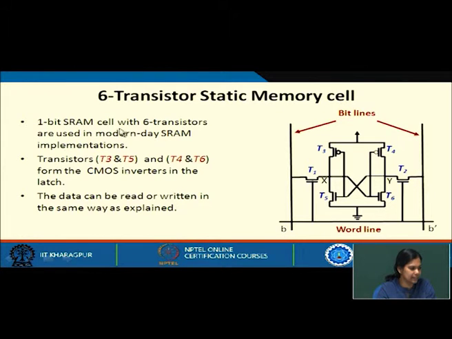Now, a 1 bit SRAM cell with 6 transistors is used in modern day SRAM implementation. So, this is the kind of cell that is used in modern day implementation. You can see T3 and T5, and T4 and T6 form the CMOS inverter that I have just explained, and reading or writing data can be done in the same way as explained in the previous example.